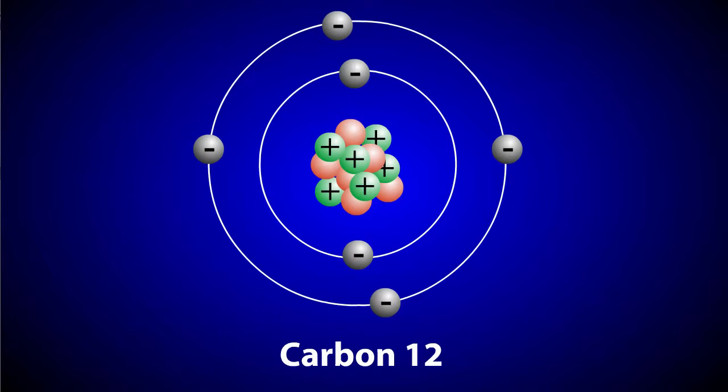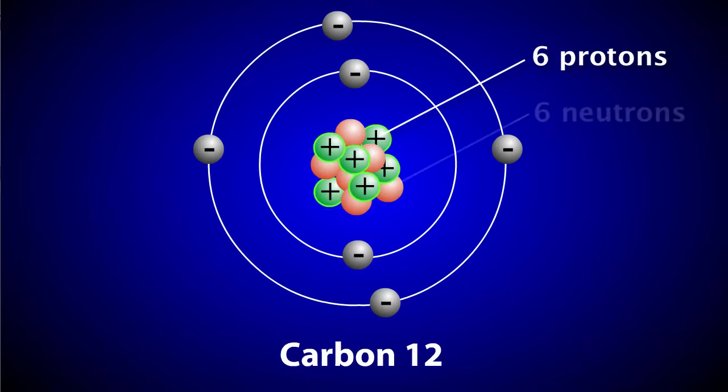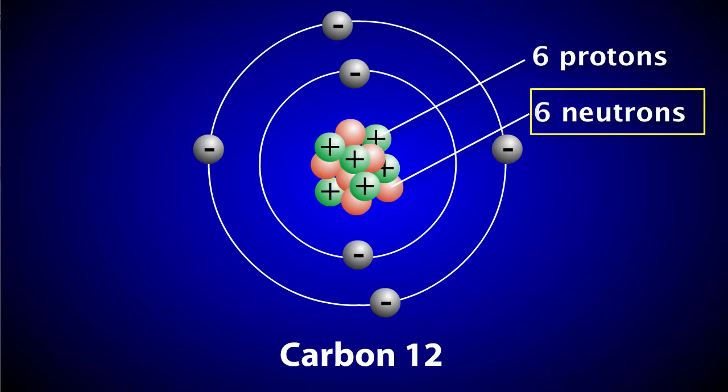Not all atoms of an element are exactly the same. For instance, here's an example of a carbon atom in its most common form. Notice that it has 6 protons and 6 neutrons in its nucleus. The fact that it has 6 protons is what makes it an atom of carbon. However, the number of neutrons can vary between individual carbon atoms. These variations are called isotopes.